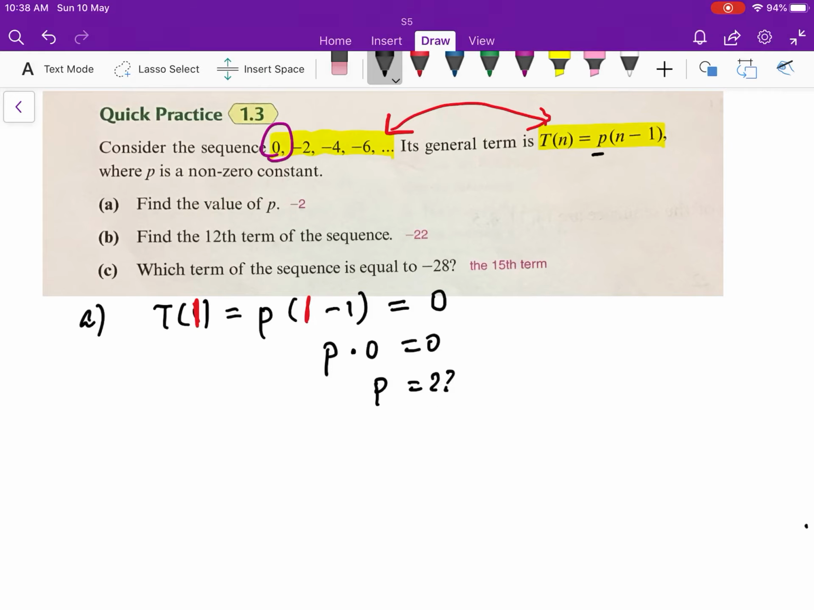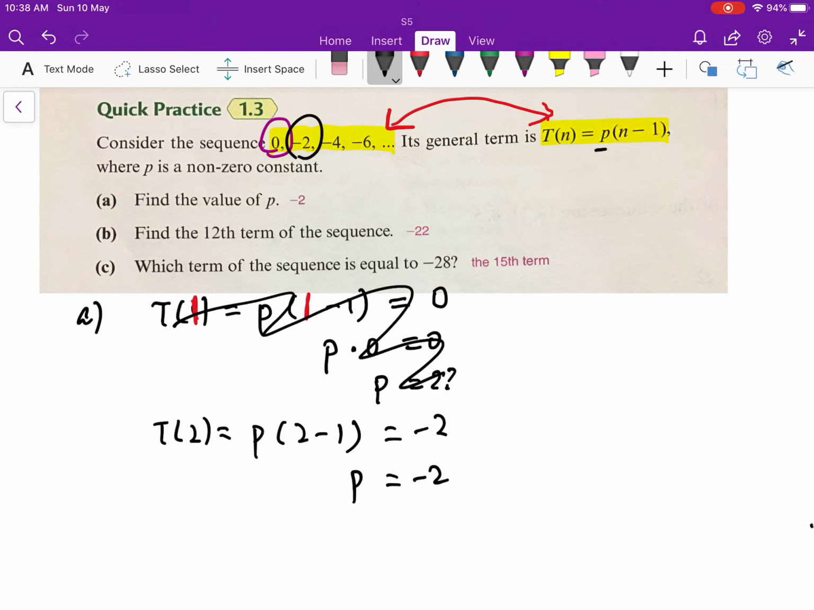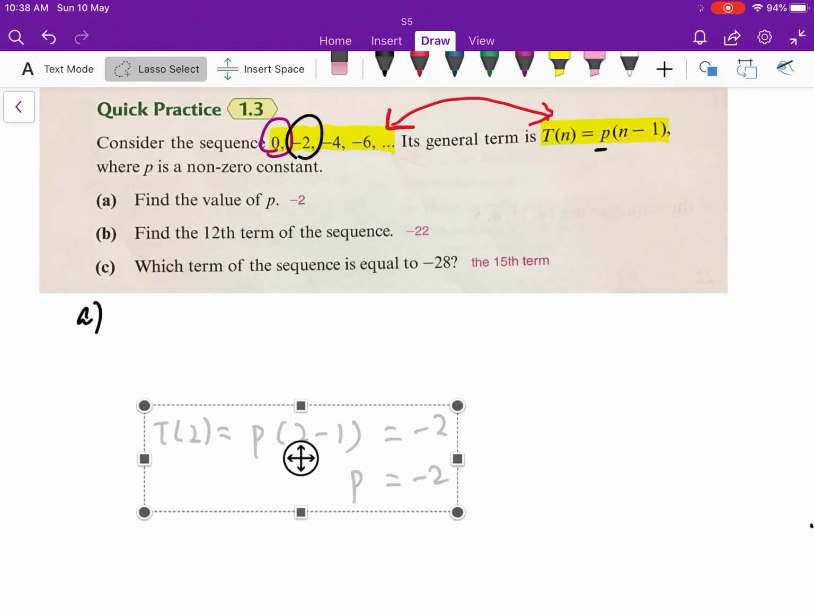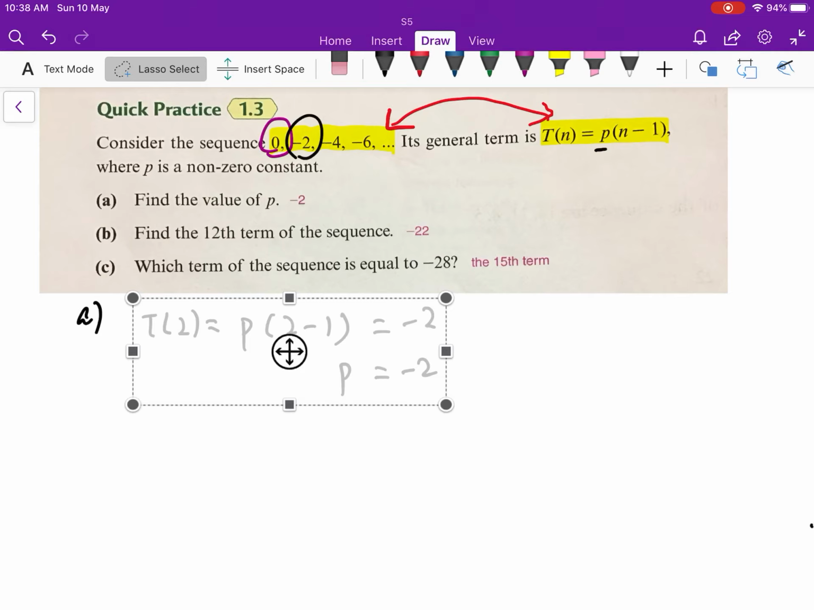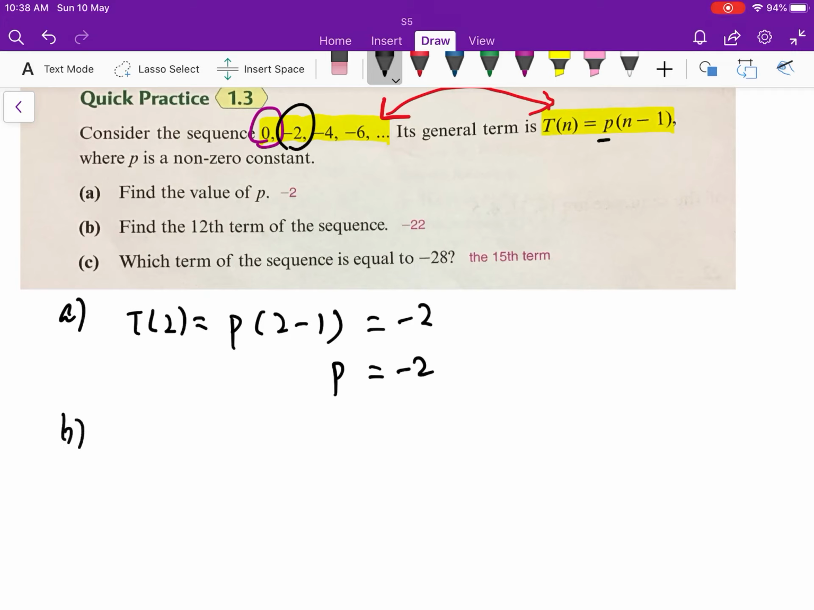If T1 can't help you, why not try T2? So we have T2, which equals -2. So here P equals -2. Can you see that? T2 helps. That means T1 is useless, so you can erase it. If you're good enough in math, you will know at the first time that T1 is not useful, so you can start with T2 immediately. But if you don't know, it doesn't matter. Just try and error, any one of them can solve it. So A part done.